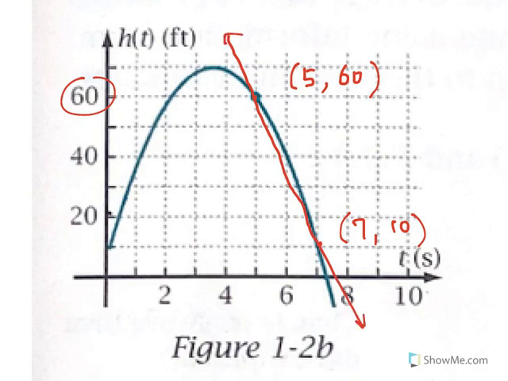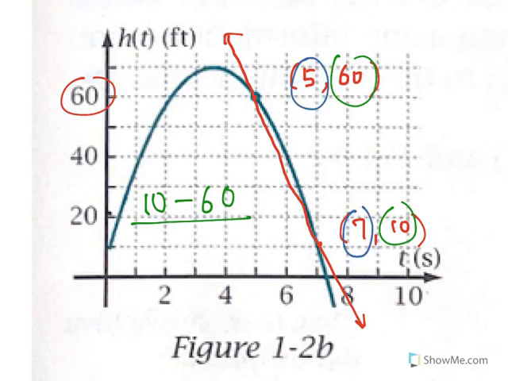the slope of this secant line would be the change in the y coordinates, 10 minus 60, divided by the change in time, 7 minus 5. So the change in the y coordinates represents a change in height, and the change in the x coordinates represents a change in time, which is measured in seconds. So you can see that the ball is falling, so the change in height is a negative value.